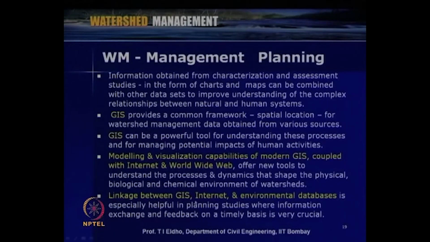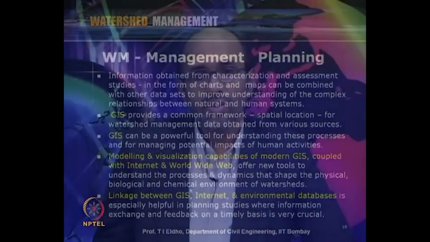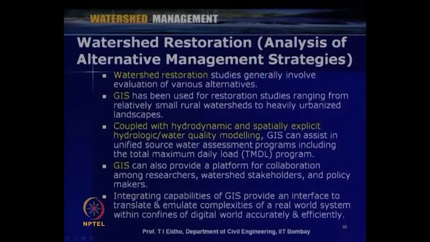The linkage between GIS, the internet and environmental databases is especially helpful in planning studies where information exchange and feedback on a timely basis is very crucial. So, we can utilize GIS, the internet and World Wide Web within the perspective of hydroinformatics. For example, we can integrate various tools, generate future scenarios and then see what will be happening. That way GIS can be used for watershed management planning.